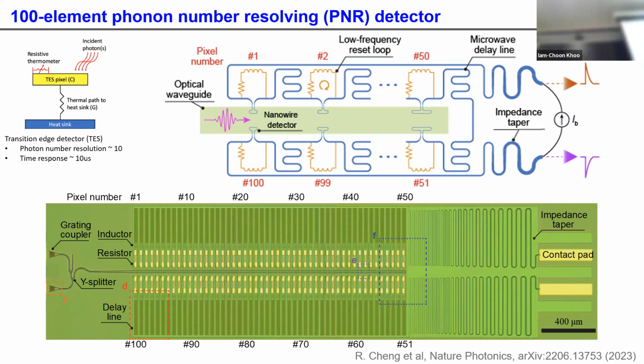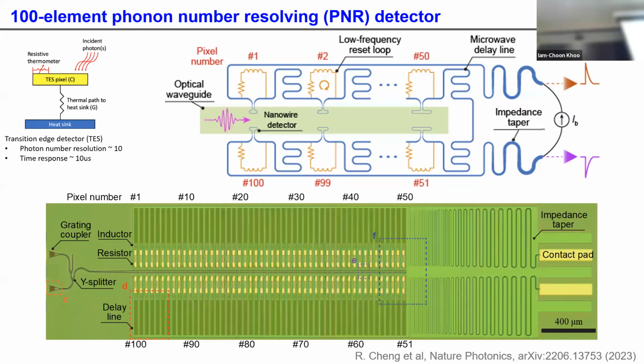This is what we came up with, a photon number resolving detector that can resolve up to 100 photons. What you see here is an optical waveguide in the center made of silicon nitride. Light comes in and propagates along this waveguide. On this waveguide, you have nanowires, similar superconducting nanowires, and we put them in series, interconnected through a slow microwave transmission line.